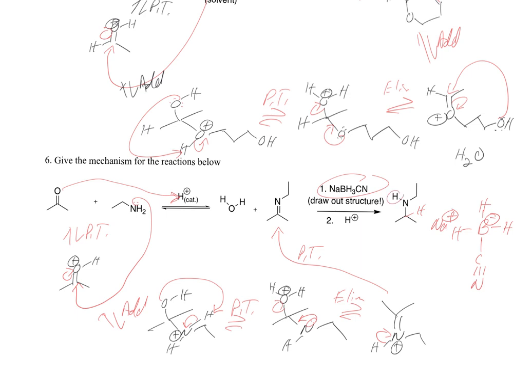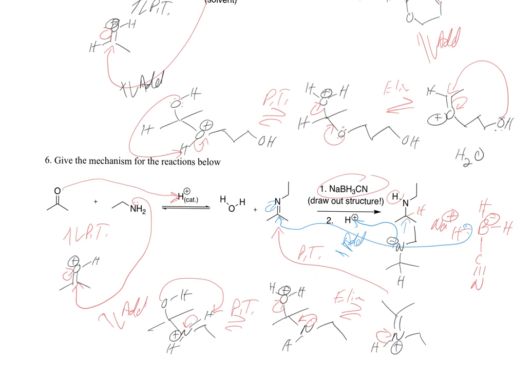So what happens? H minus adds. What's that going to give you? Nitrogen with a negative charge. Go to step 2, right? No good leaving groups. Nothing else can happen. It grabs the H, and that gets you the final product.